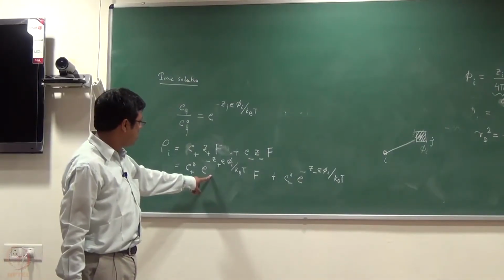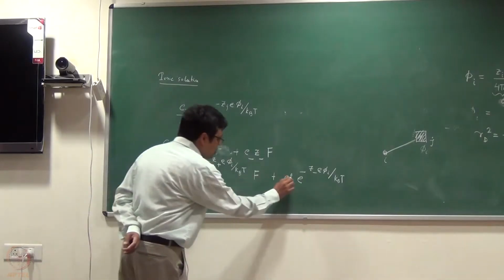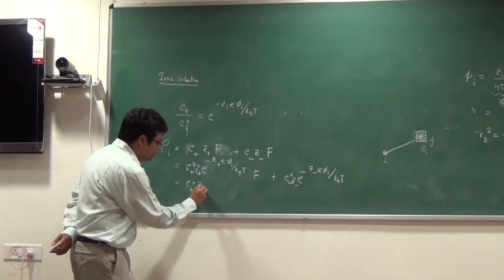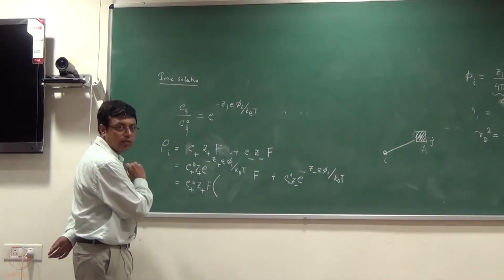It will be multiplied with z plus. Oh, sorry, there is z plus also. Yeah, there is a z plus, there is z minus also. Right? Yeah, so I have c0 plus z plus f. Okay. Into, let us expand this thing.